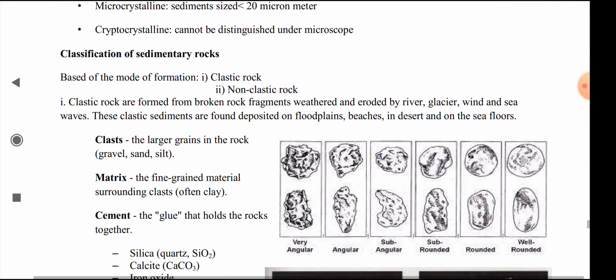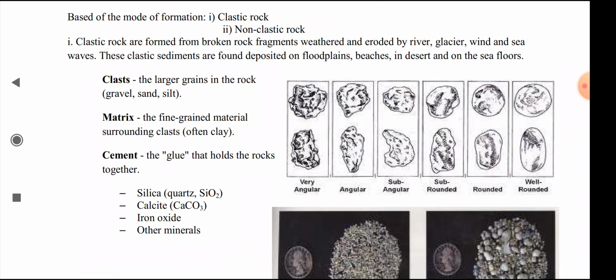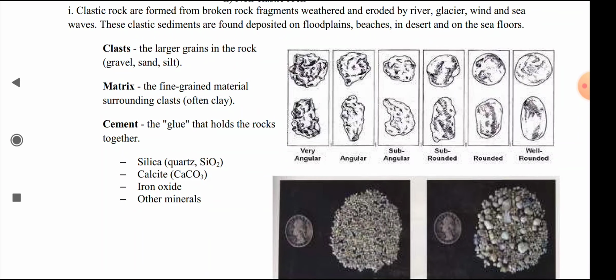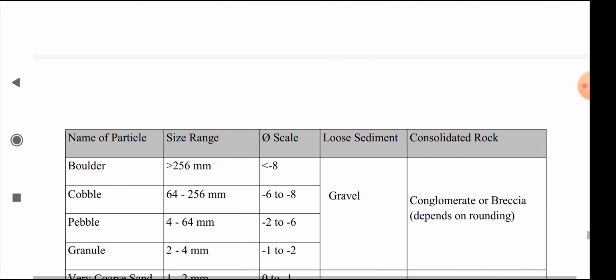Clastic rocks are formed from broken rock fragments weathered and eroded by river, glacier, wind, and sea waves. These clastic sediments are found deposited on floodplains, beaches, in deserts, and on the seafloor. Clast: the larger grains in the rock, gravel, sand, silt, etc. Matrix: the fine-grained materials surrounding clasts, often clay. Cement: the glue that holds the rocks together. Silica, quartz, SiO2, calcite, CaCO3, iron oxide, other minerals.